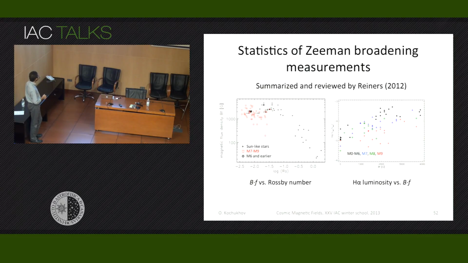So a lot of measurements are available, and I should emphasize that there is a very nice review of measurements of fields in low mass stars by Ansgar Reiners in Living Reviews in Solar Physics, which is an online, free online journal.